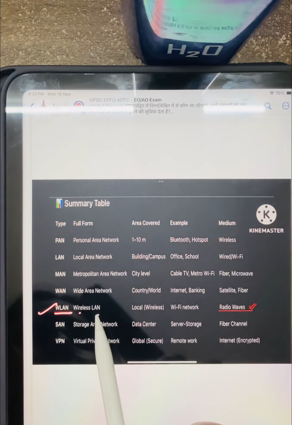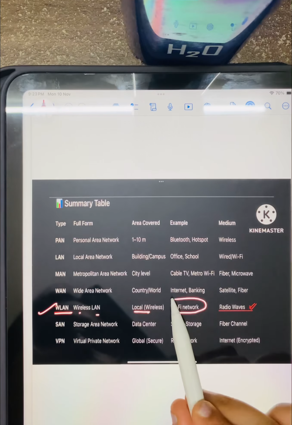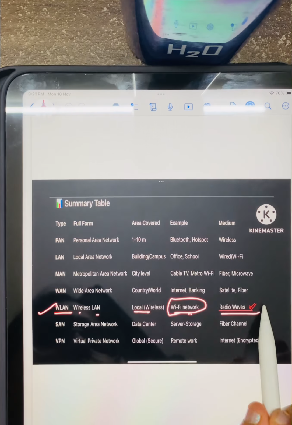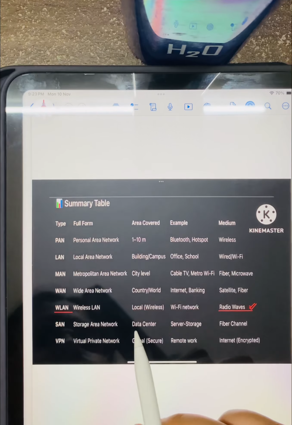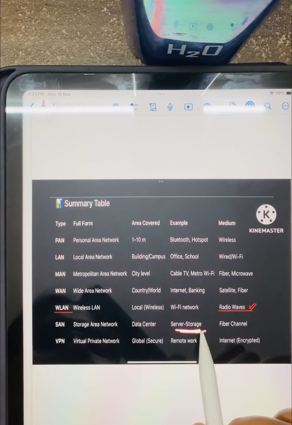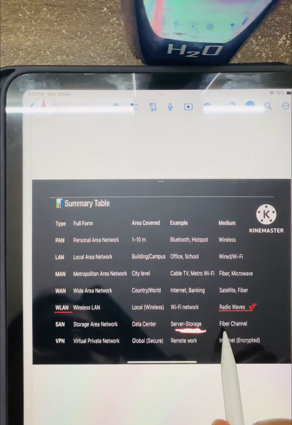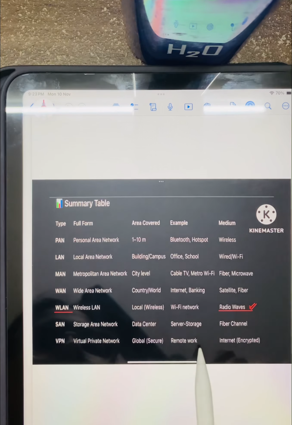WLAN, wireless LAN, local wireless, is a Wi-Fi network that uses radio waves. SAN is storage area network, area covered is data center, example is server storage. Medium is fiber channel. VPN is virtual private network, it is on a global level, it is very secure, example is remote work. Medium is internet and it is encrypted, secure.